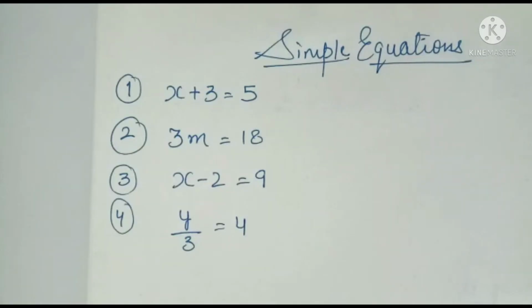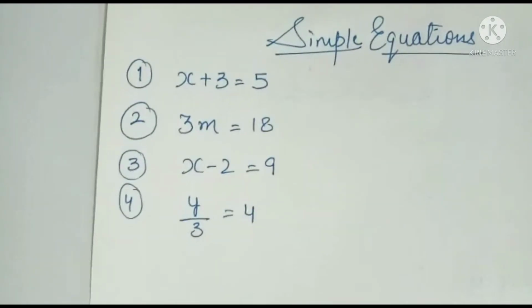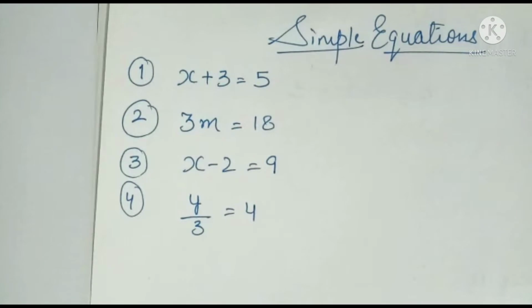Today I am going to teach you Unit 4, Simple Equations. So here I have written some equations: x plus 3 is equal to 5, 3m is equal to 18, x minus 2 is equal to 9, y upon 3 is equal to 4. So all these are simple equations in one variable.